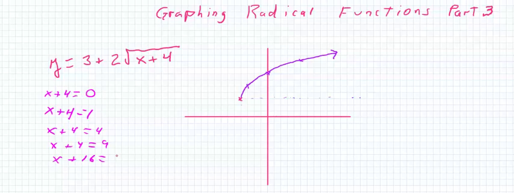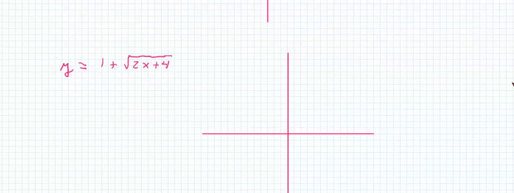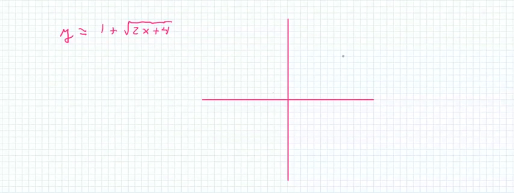We're off my graph. X plus 4 equals 16 would have been 12, and off my graph. And we want these numbers to equal 0, 1, 4, 9, 16 because we can take the square root of 0, 1, 4, 9, and 16. Now, it's going to be a little more complicated today because the radicand is going to have a multiplier. But it's the same idea.